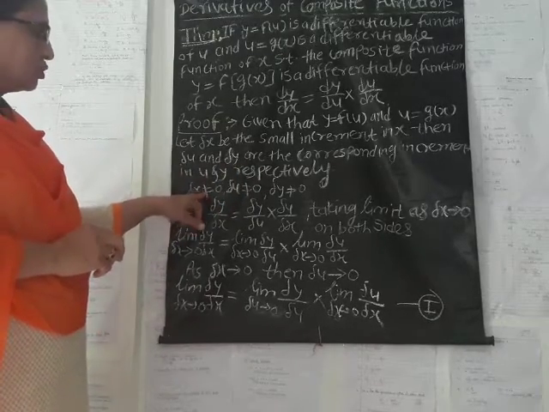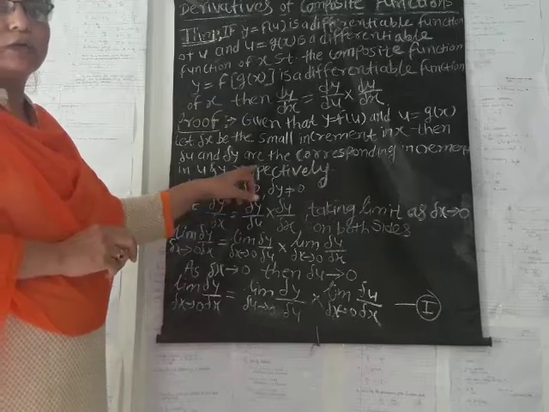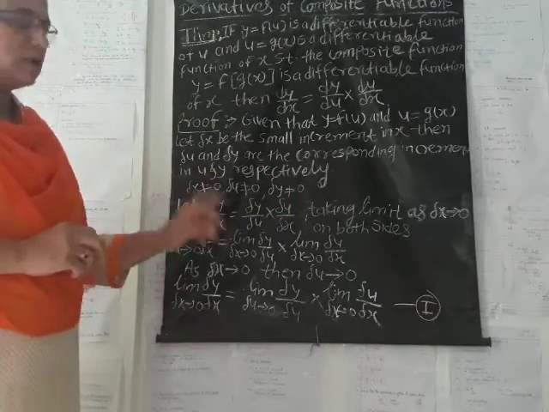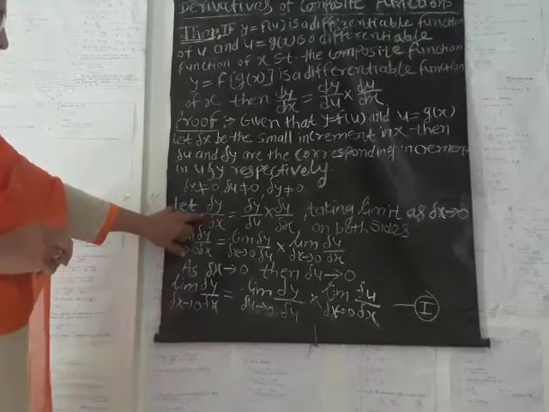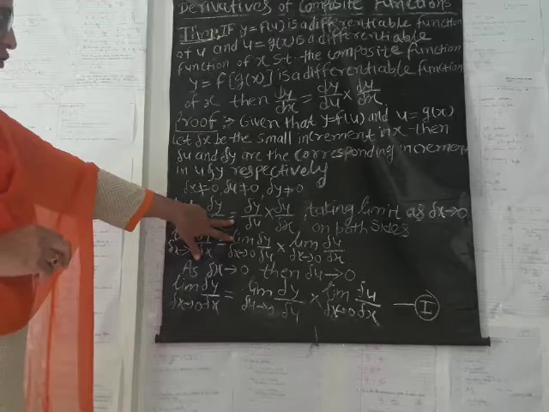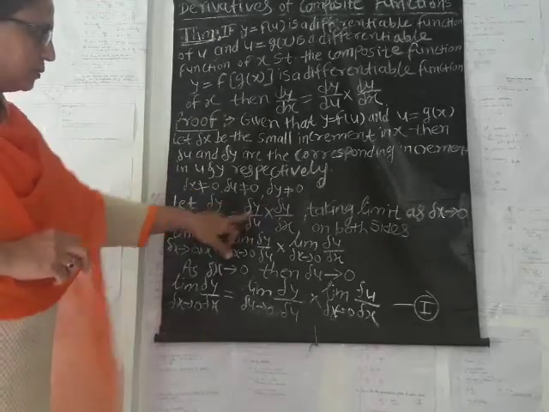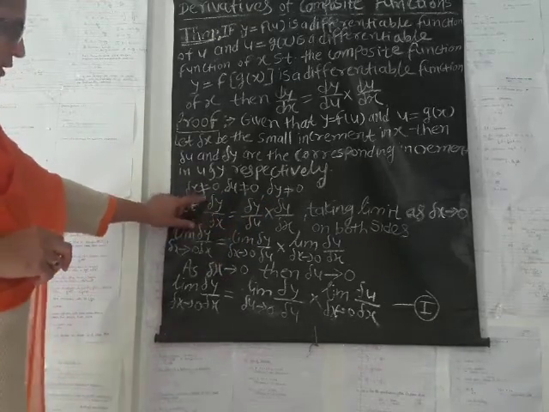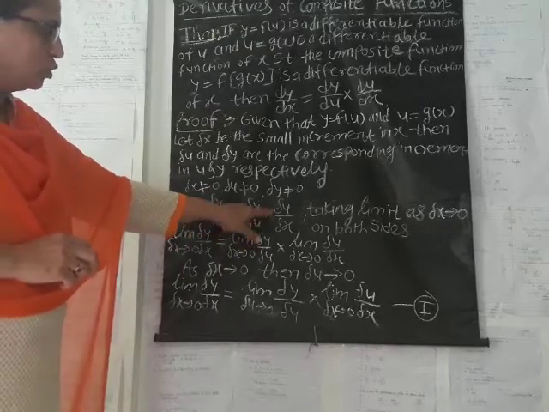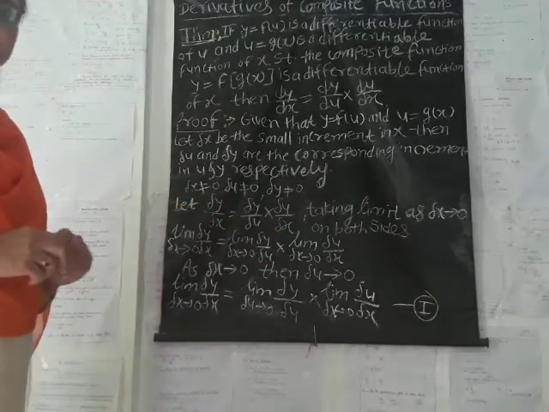Remember, delta x is not equal to 0, delta u is not equal to 0, delta y is not equal to 0. Next step is important. Let delta y by delta x is equal to... So here we divide and multiply by delta u. So delta y by delta x becomes delta y by delta u into delta u by delta x.